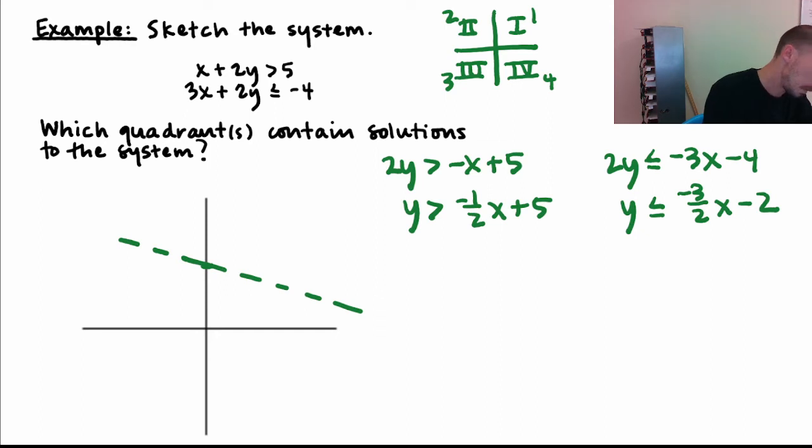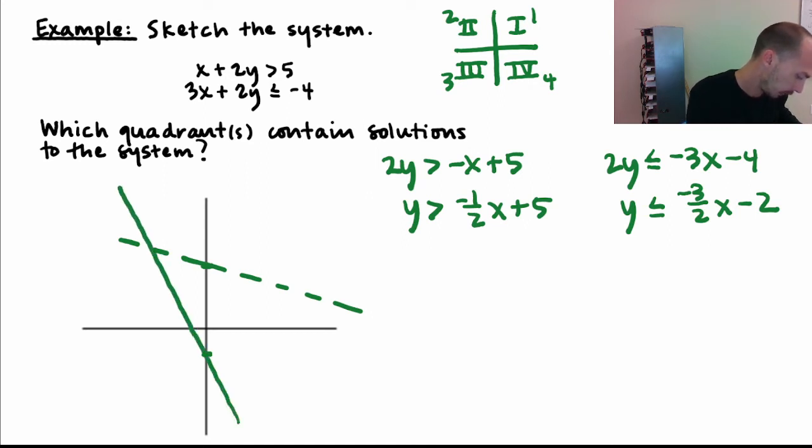And then I'll graph the other line, negative 3/2 x minus 2. The negative 2 is not going to be as far as positive 5, and negative 3/2 x is going to be a little steeper. Since that's less than or equal to, I can draw a solid line. I won't need to do any erasing. And there I've got that.